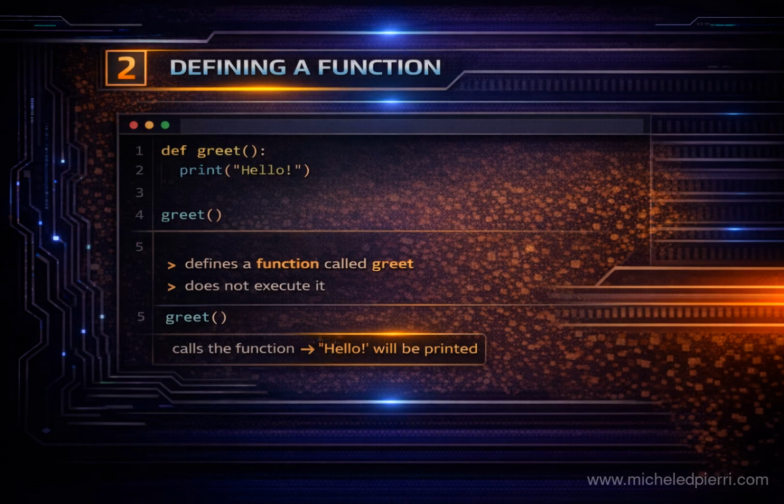Here we see the basic structure of a function in Python. Defining a function means describing a behavior and giving it a name, but nothing actually happens yet. This separation between definition and execution is fundamental. It lets you decide when and how often that behavior should run. In the example, the first part creates a function called greet and specifies what it should do when it runs. Notice that simply defining it produces no output. The action only happens later when the function is explicitly called, and that's when the message is printed.